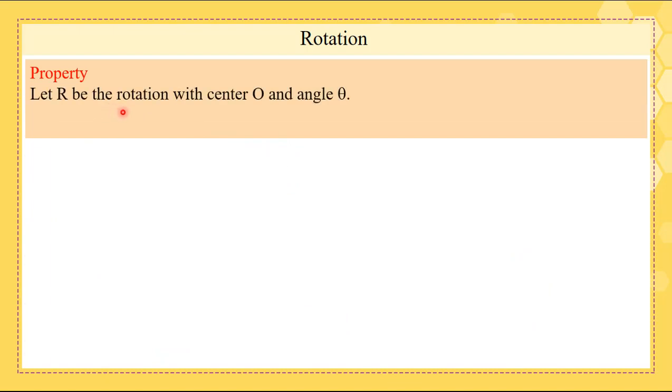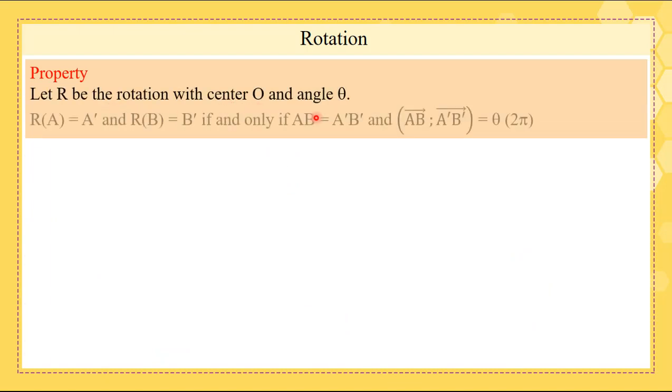Property. Let R be the rotation with center O and angle theta. Now R of A is equal to A prime and R of B is equal to B prime if and only if AB is equal to A prime B prime and the angle between AB vector and A prime B prime vector is equal to theta modulo 2 pi.